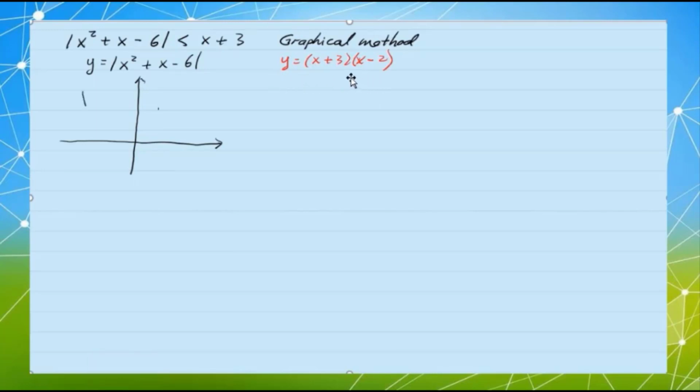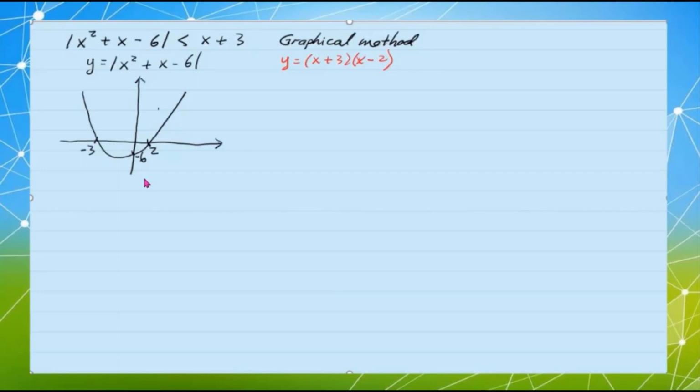From this, I know that the shape is a U shape because it is a positive quadratic. I know that the x-intercepts are positive 2 and negative 3. And when x is equal to 0, y is negative 6. Now this is the graph of the quadratic without modulus.